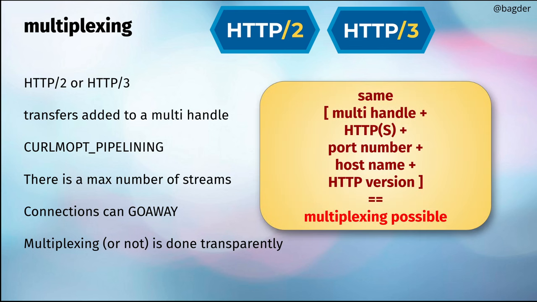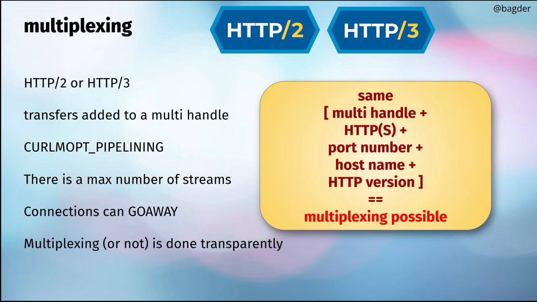And it can multiplex. Look at this. It needs to use a multi-handle, so the transfers have to be done over the same multi-handle. It needs to use the same HTTP or HTTPS scheme. And if it's HTTP 3, it can only be HTTPS. But if it's HTTP 2, it can be either HTTP or HTTPS. It has to be the same port number, the same host name, and the same HTTP version. And if all of those are true, then it might be possible to do multiplexing.